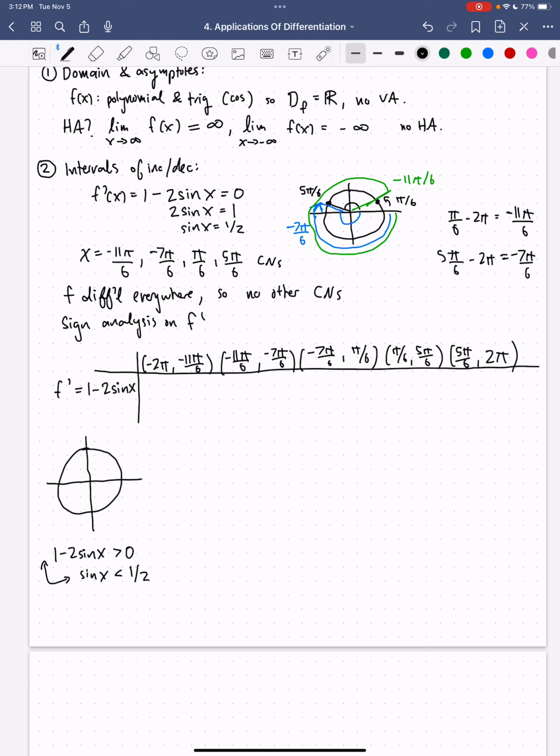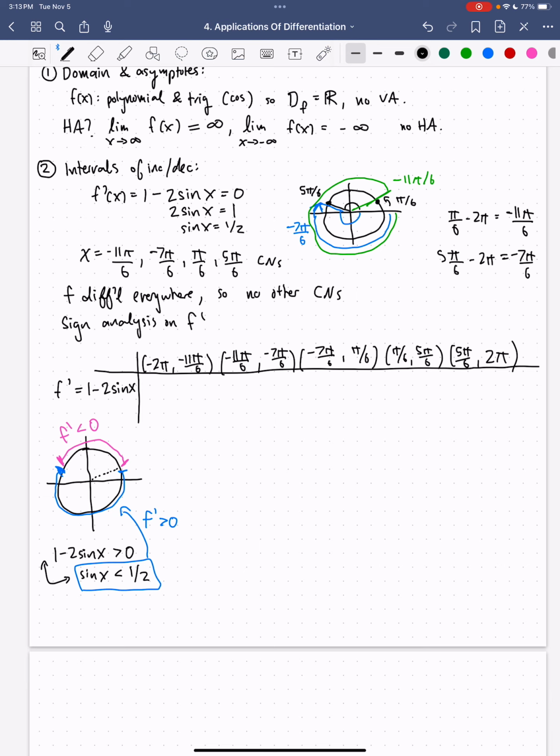And that then on the unit circle is where your y value is less than 1/2. So that means that this part of the unit circle corresponds to all of the angles where f prime is positive. And then this part is where f prime will be negative. And the place where it changes is exactly where we saw that sine x is equal to 1/2.